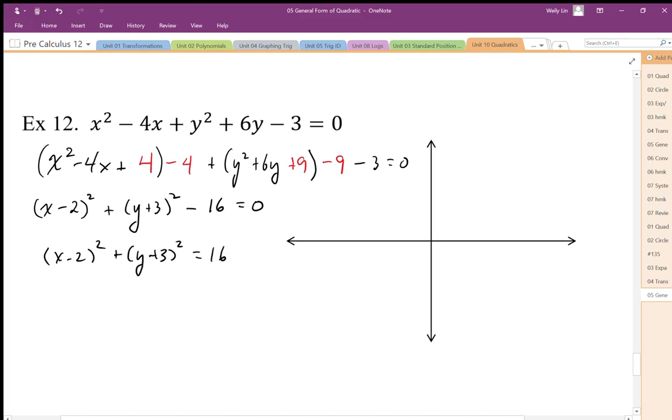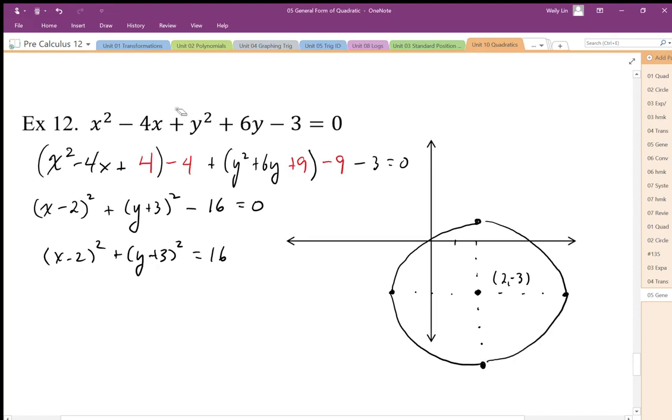Well, I can draw this. This is fairly easy to do. I go 2 to the right, 1, 2, 3 down, 1, 2, 3. There's my center. It's got a radius of 4, so I go up 4, left 4, right 4, down 4. There it is. I've got my center at 2, -3. My radius is 4, and I can just sketch my circle in. There it is.